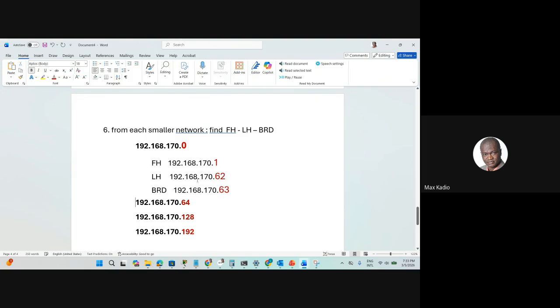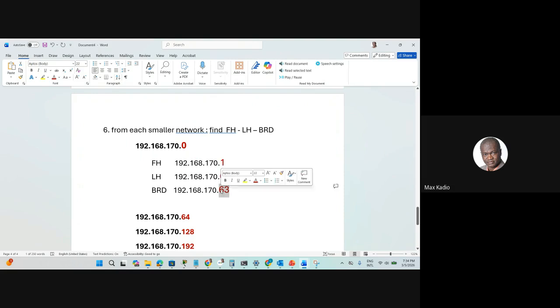So you see, this is how it works. When you have a network, to find the first valid host, or the first IP address I can assign to a PC, you do the network 0 plus 1. To find the broadcast, you do the next network -1, 63. And to find the last valid host, you do the broadcast -1, 62. This is how it works.